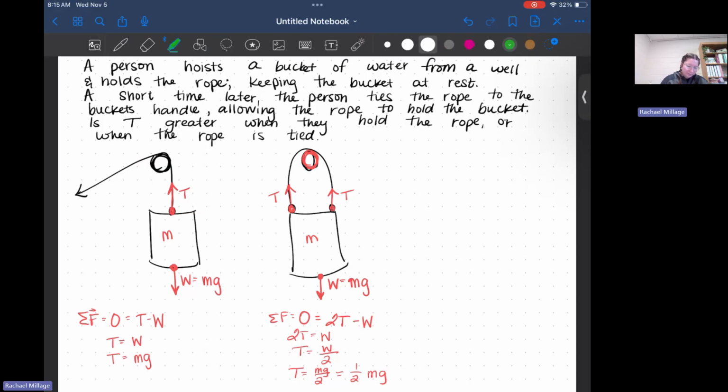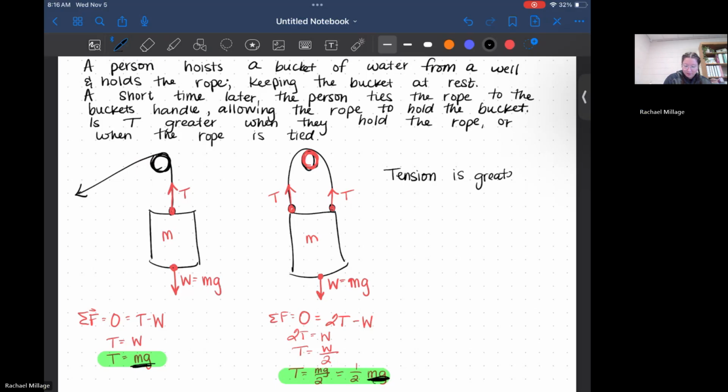To finish this problem, we need to look at these two values, the tension in the first case, the tension in the second case. Which one do you think is greater? Well, my brain tells me that if I have a value here and the same value here, in the first case, I have that value. In the second case, I have half of that value. So where is the tension greater? Tension is greater when the rope is held.